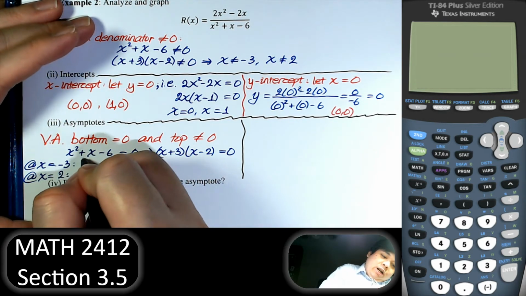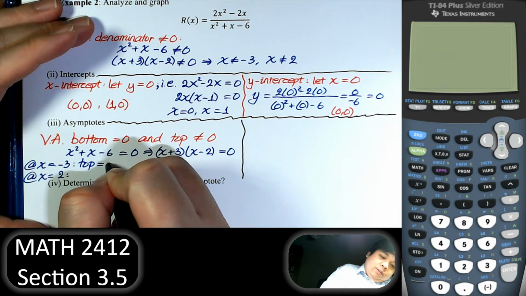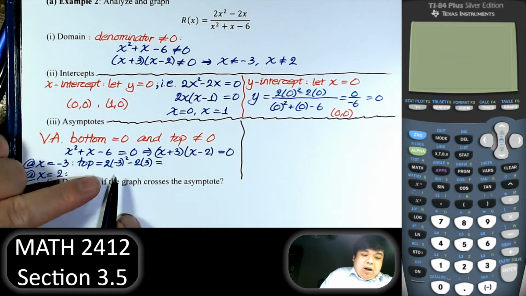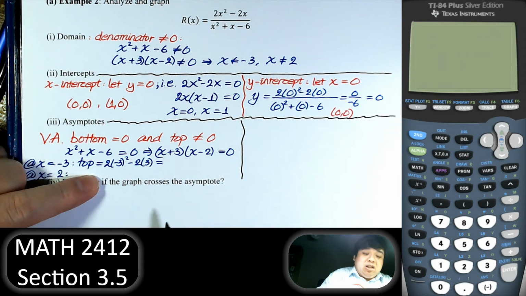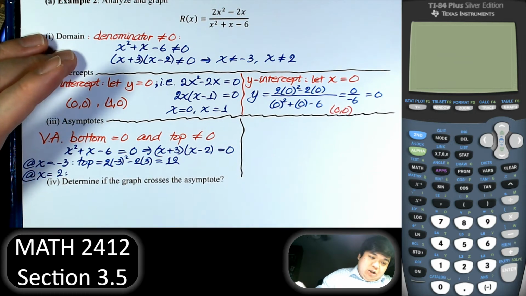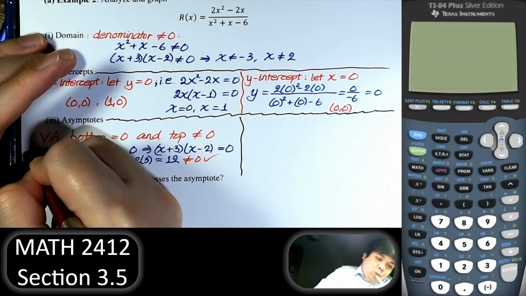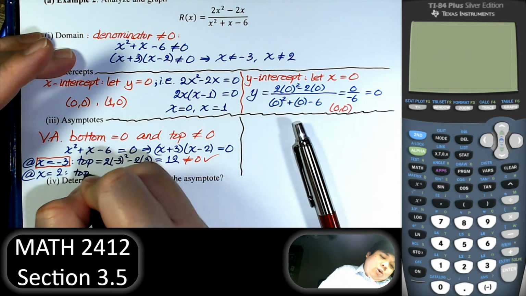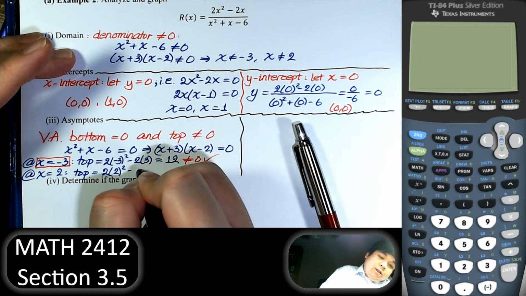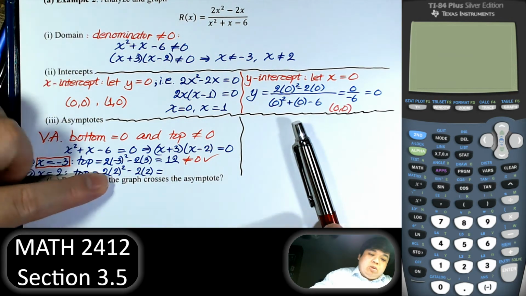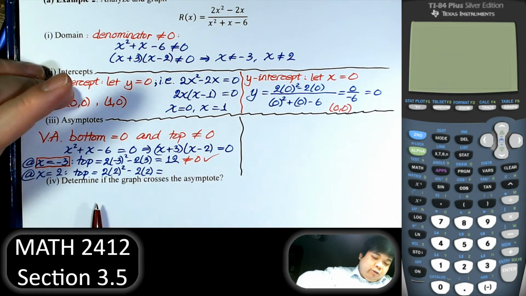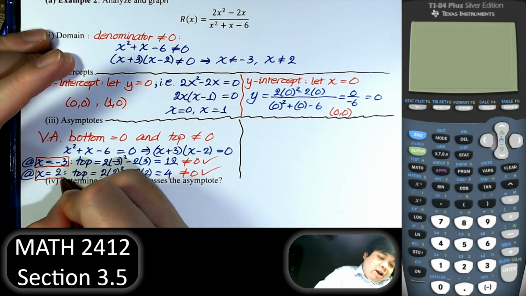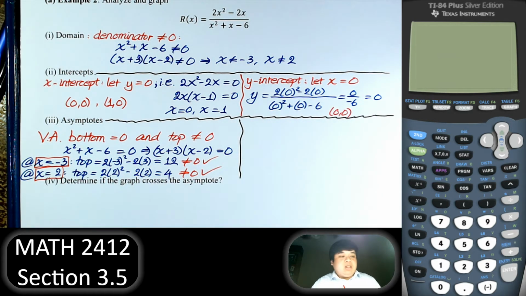x equal to negative 3, the top: negative 3 squared is 9 times 2, 18 minus 6 is 12. It is not equal to 0. So yes, we have one vertical asymptote there. Now, when x equal to 2, we put 2 in for x. 2 squared is 4 times 2 is 8 minus 4 is 4. And once again, that is not equal to 0. So yes, those values make the bottom equal to 0 and the top is not.